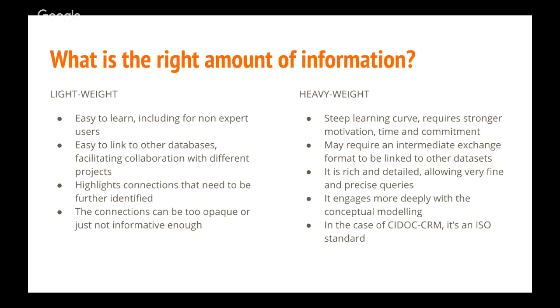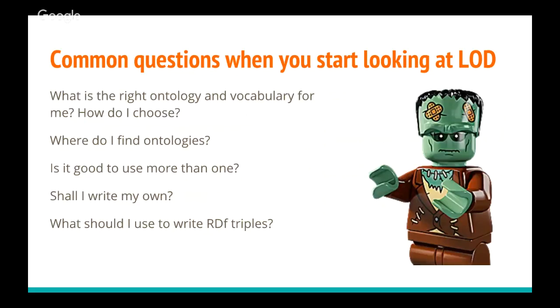The CIDOC CRM is also a standard. It's an ISO standard. So let's say that could be something to factor in when thinking, for example, of longer term preservation. But as he was saying, finding the right ontology is entirely up to the single project, and you shouldn't feel bad about mixing and matching them.